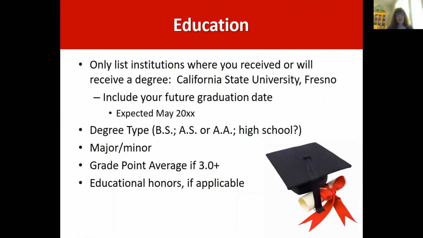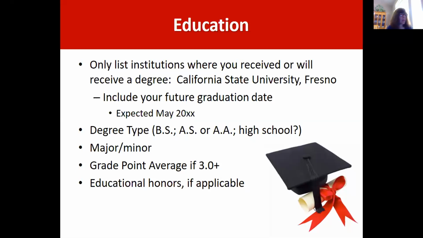Next is your education. They value what you are studying, and obviously what degree you are working on. So you're going to start off with California State University, Fresno. That's the name of the school that you attend. I know Fresno State is our nickname, but you want to put the official academic name. You could abbreviate it afterwards and put Fresno State. You want to spell it out on your resume.